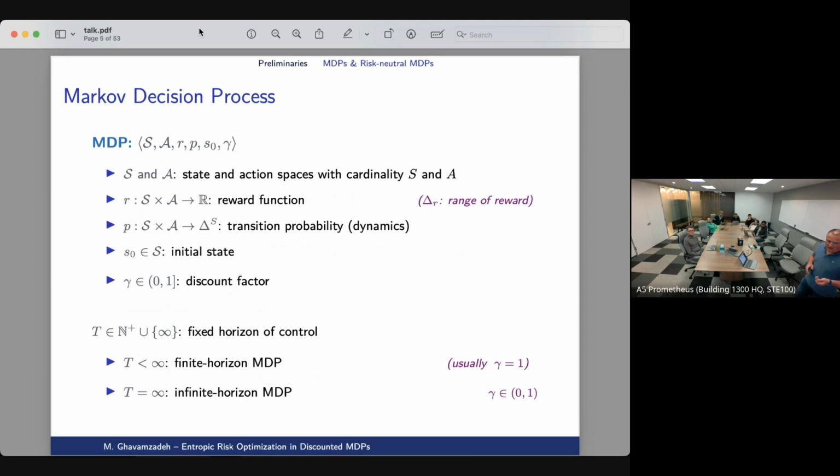An MDP can be finite horizon or infinite horizon. Here, if T is less than infinity, we are talking about a finite horizon, and if T equals infinity, we are talking about the infinite horizon. And as you usually know, for infinite horizon we need to define the discount factor between 0 and 1, but for finite horizon, a discount factor of 1 would be fine.